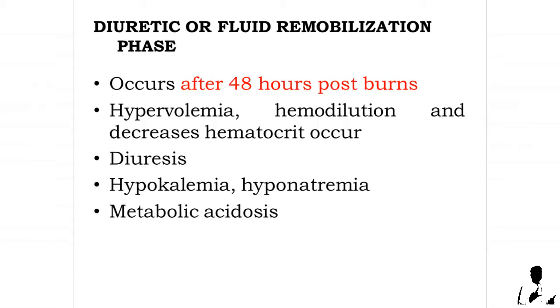2. The second stage of burns is called diuretic or fluid remobilization phase. This occurs after 48 hours post-burns. The fluid shifts from interstitial compartment to intravascular compartment. Hypovolemia, hemodilution, and decreased hematocrit occur. This is due to fluid shift from interstitial compartment to intravascular compartment. There is diuresis. This is due to increased renal tissue perfusion, decreased antidiuretic hormone and aldosterone secretion. Hyperkalemia, hyponatremia occurs because potassium moves back into the cells and sodium is still trapped in the edema fluids or in the interstitial compartment. Metabolic acidosis occurs due to decreased sodium levels cause secretion of bicarbonate by the kidneys.